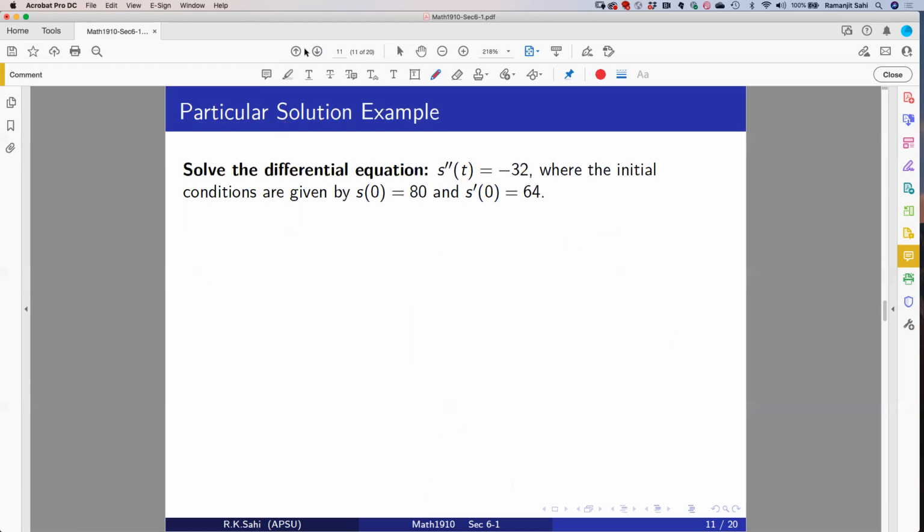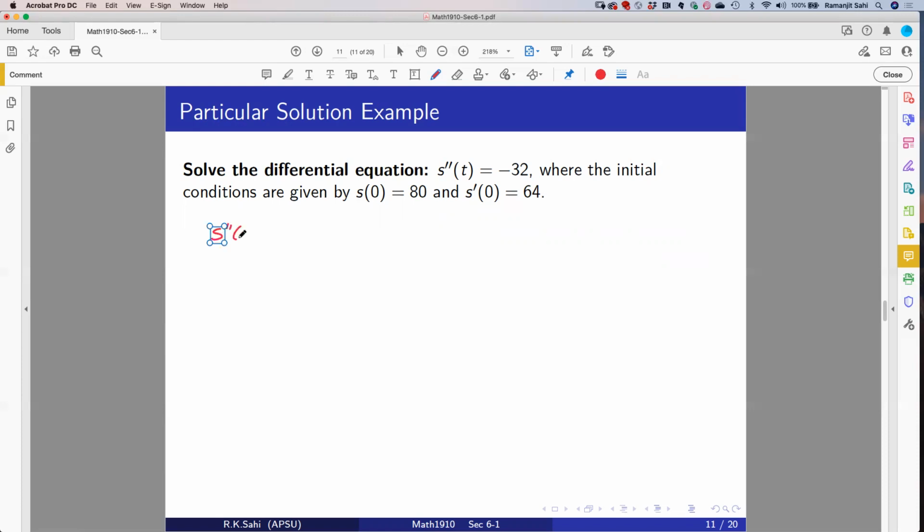Now what we're going to do is take a higher order differential equation. This higher order differential equation is given as s double prime of t equals -32, and we're given some initial conditions. We want to solve this differential equation, and because of these two initial conditions, we will be looking at a particular solution. Okay, let's begin. First, we'll find the general solution.